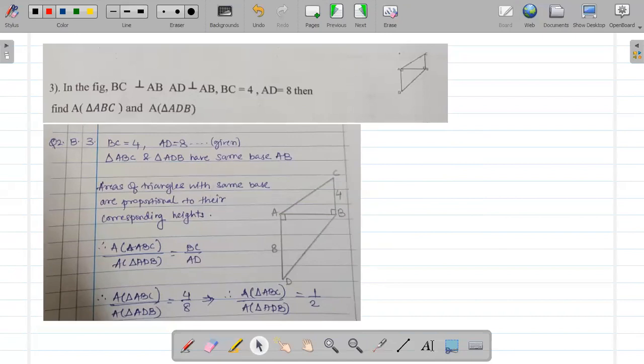Yes, for this one, we are given a diagram over here. We are given that BC is perpendicular to AB and AD is perpendicular to AB. We are given two sides, BC and AD, like that, and we are asked to find the area of these two triangles.